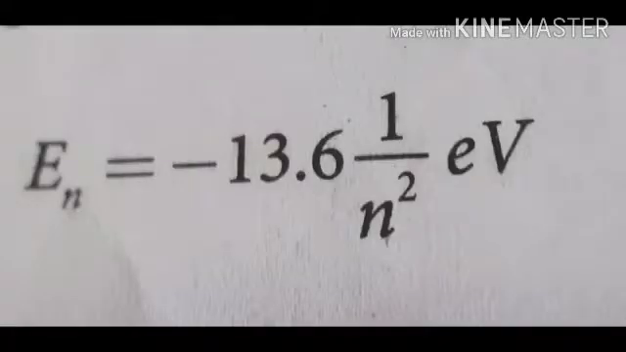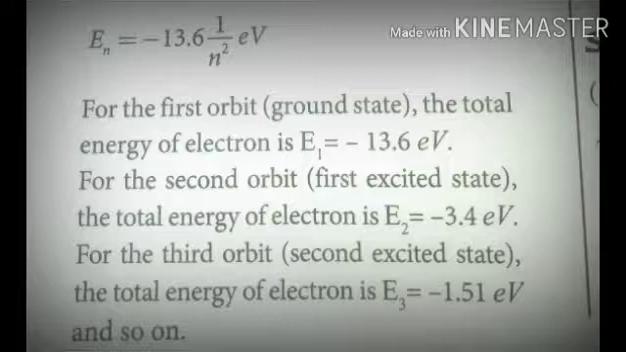So from the total energy of the electron in the nth orbit, En is equal to minus m e power 4 divided by 8 epsilon squared h squared n squared. Here n means the principal quantum number. The negative sign indicates the electron is bound to the nucleus. Next we substitute the known values. We get the energy En is equal to minus 13.6 times 1 by n squared electron volt, where n is the principal quantum number.